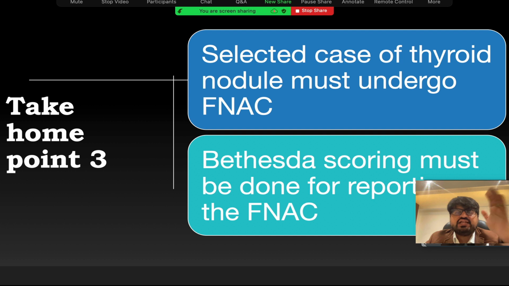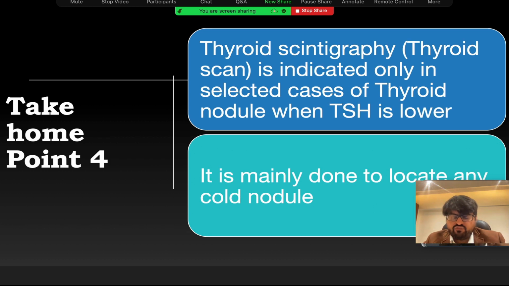Third important point, selected cases of thyroid nodule must undergo FNAC. So all patients don't require FNAC, but generally speaking, when you have a thyroid nodule with suspicious features more than 1 centimeter, these patients should definitely be subjected to an FNAC. Remember, it's FNAC, not a core-needle biopsy, not a diagnostic lobectomy. The first step is FNAC. FNAC must be reported as a Bethesda score, because, like I said, it's a common form of communication between the endocrinologist, physician, radiologist, histopathologist, and the surgeon. Everybody understands the Bethesda score, and hence it should always be reported by the histopathologist in a proper format.